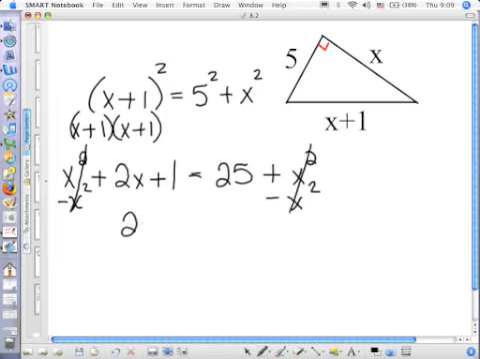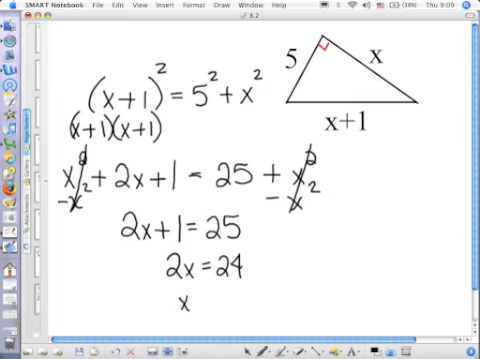So I have 2x plus 1 equals 25. This is a very simple equation that needs to be solved. You subtract 1 from both sides. 2x is equal to 24. And then you divide by 2. Now, do you need to take the square root of both sides? No. Square root's gone. X squared's canceled.